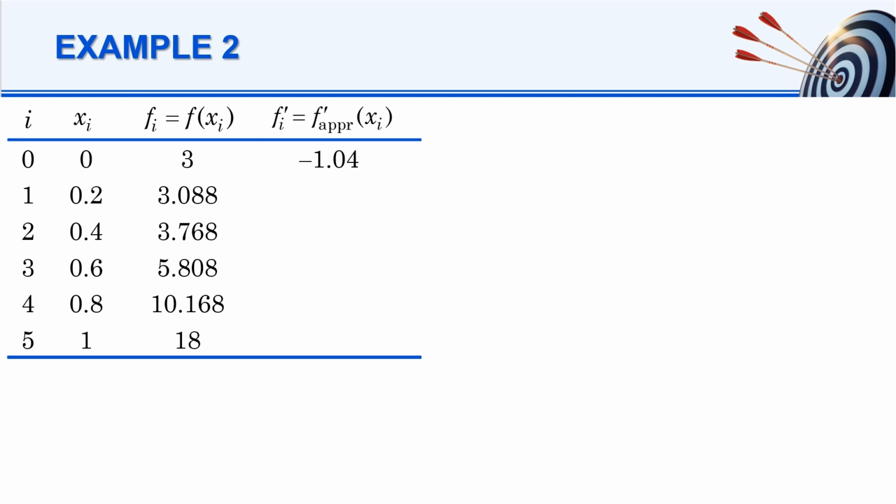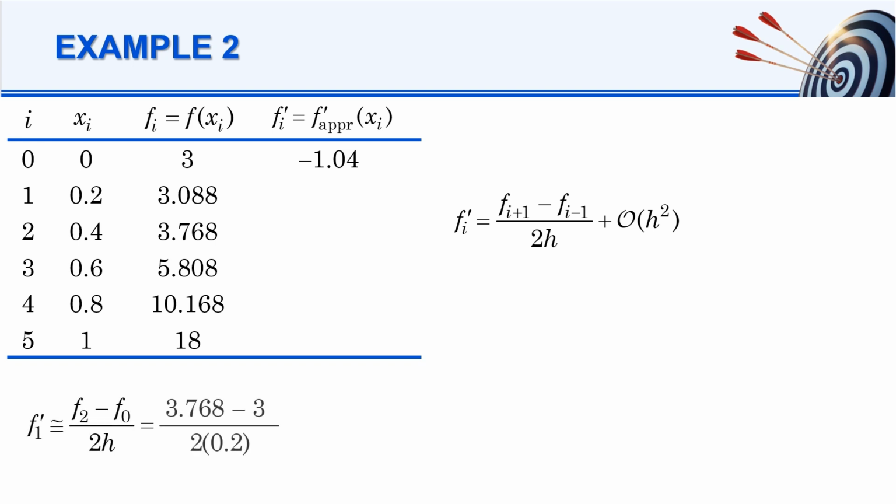We can use the central difference formulas for the interior data points, that is, for i equals 1 through 4. f1' leads to the following formula. Substituting f0 and f2, we get 1.92. Similarly, f2' contains f1 and f3. Upon substituting f1 and f3, we get 6.8.